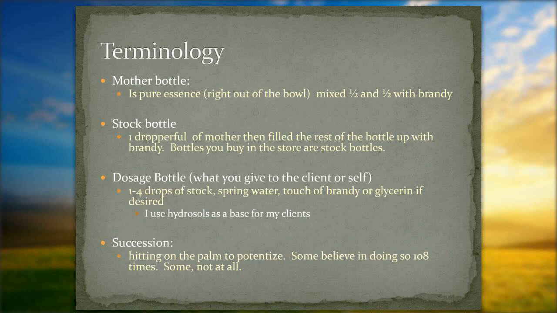Now, to create a stock bottle, which is what you buy in the store, you would take 1 dropper full, roughly 30 drops of the mother essence, and fill the rest of your bottle with brandy to stabilize it. And then your dosage bottle, what we give to the client or to ourselves, is 1 to 4 drops from the stock bottle into a bottle of spring water or hydrosols, whatever you're using. You can use a touch of brandy or glycerin to stabilize it and preserve it for longer periods of use. I highly recommend doing this if you're going to be working with dosage bottles any longer than 2 weeks.